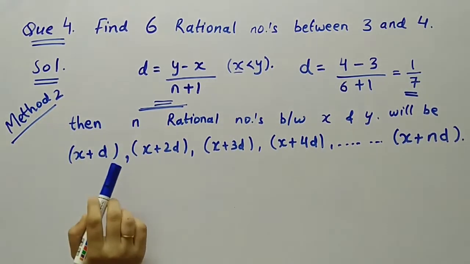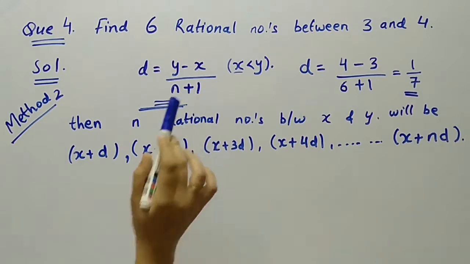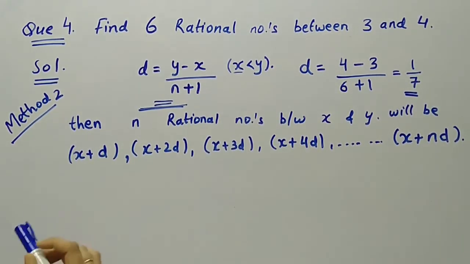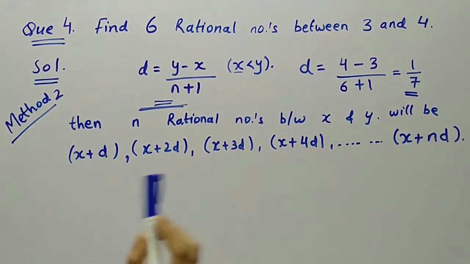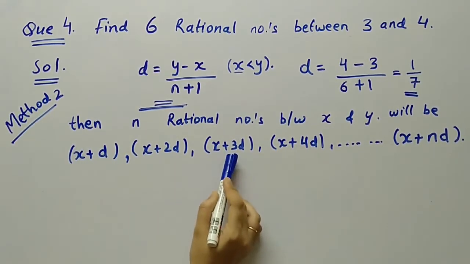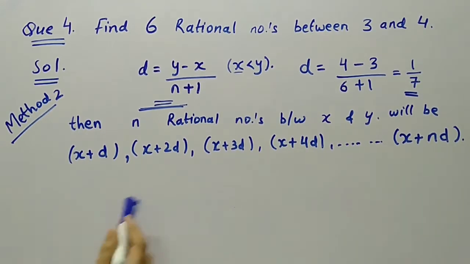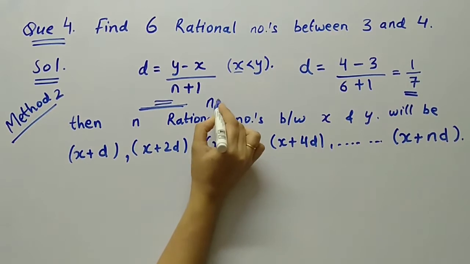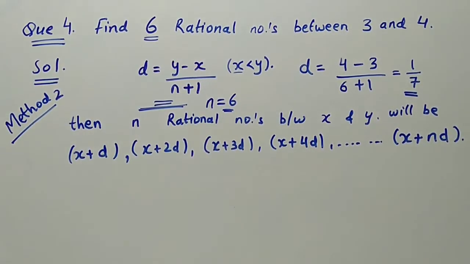First of all, we will find D. The value of D is equal to (y minus x) upon (n plus 1), where x is less than y. So n rational numbers between x and y will be x plus d, x plus 2d, x plus 3d, x plus 4d, till x plus nd. In this particular question, the value of n is equal to 6, as we have to find 6 rational numbers.